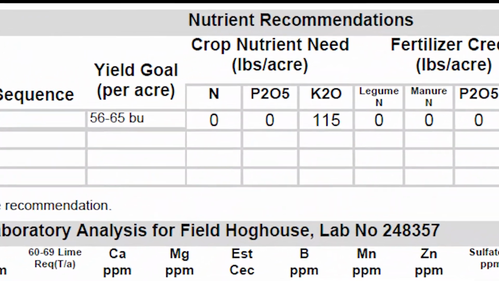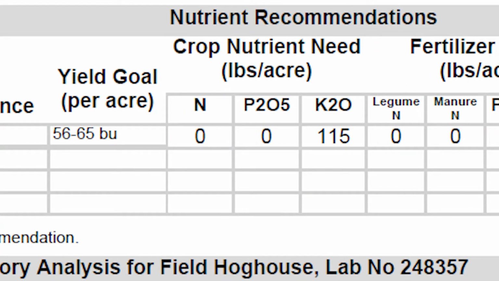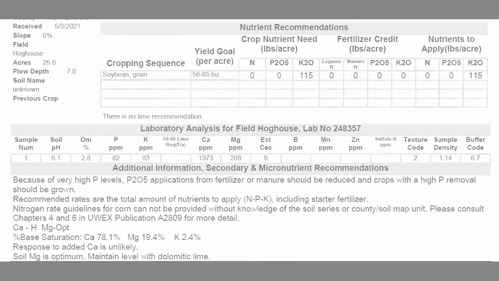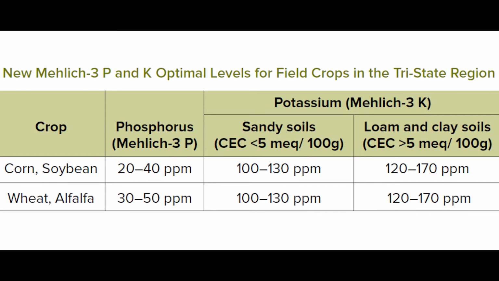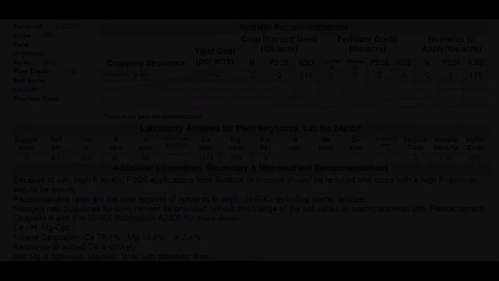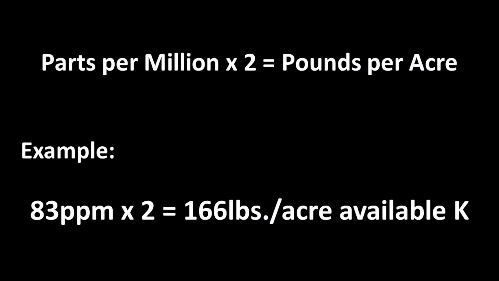Moving over to potassium, 115 pounds of that is recommended to be applied. Again, we go down to the next row on that report, and we see that we're at 83 parts per million. Going back to the tri-state recommendation, the ideal range is that 120 to 170 parts per million in our loam or clay soils. So as we go back and forth between that very top chart and that second row that we've been looking at, we've got pounds per acre and parts per million. The easy conversion for that, to go from one to the other if you need to, multiply that parts per million by 2, and that's going to give you your pounds per acre.